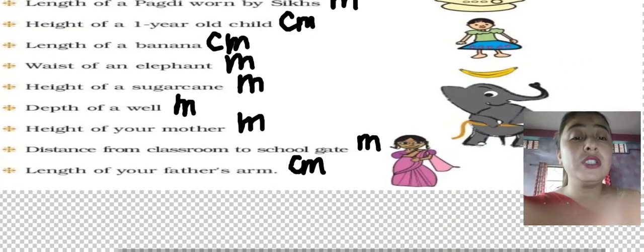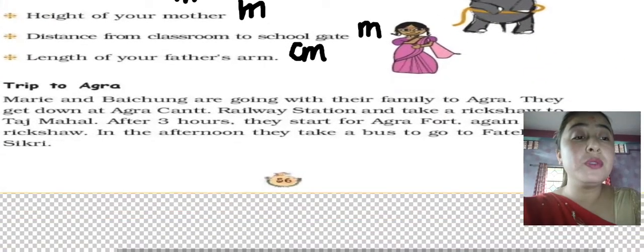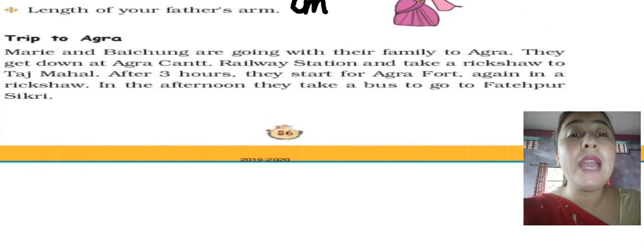So next children, trip to Agra. Mary and Baichung are going with their family to Agra. They get down at Agra Cant railway station and take a rickshaw to Taj Mahal. After 3 hours, they start for Agra Fort, again in a rickshaw. In the afternoon, they take a bus to go to Fatehpur Sikri.